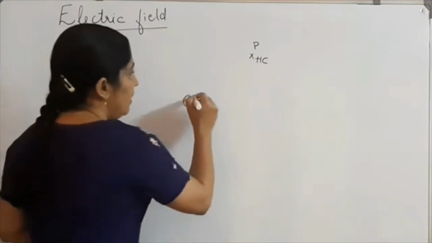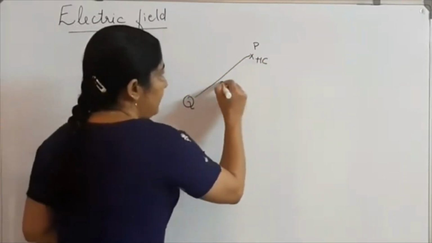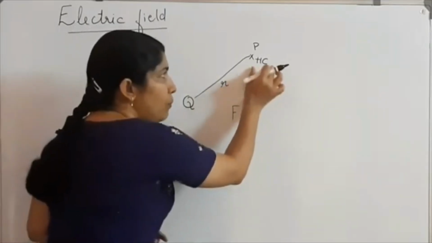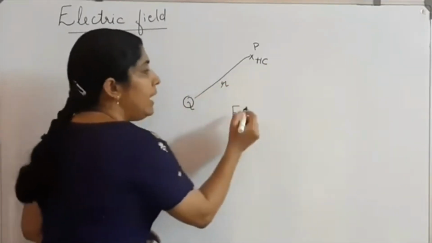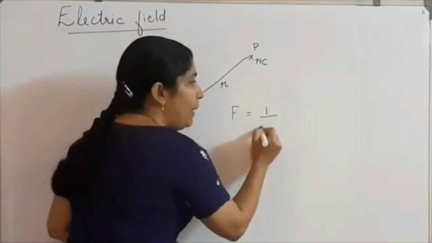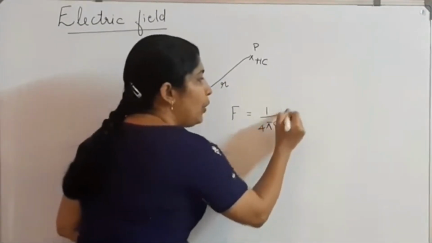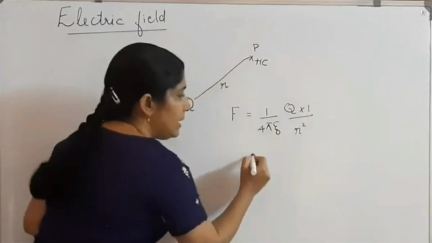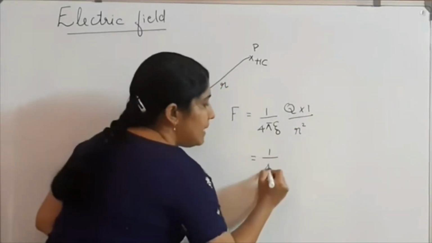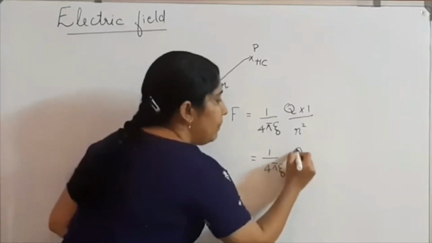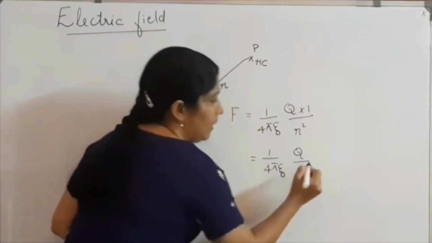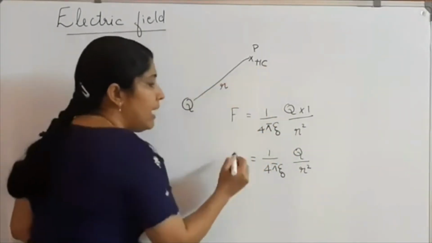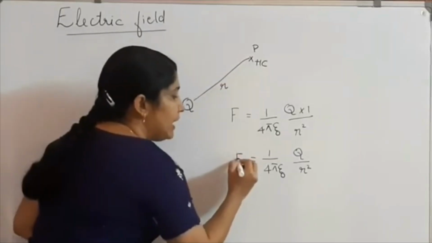If R is the distance between them, then according to Coulomb's law, the force exerted on this unit positive charge by the charge Q is equal to 1 by 4 pi epsilon 0 into Q into 1 divided by R square. That is equal to 1 by 4 pi epsilon 0 into Q divided by R square. This force exerted on the unit positive charge gives the electric field intensity E.